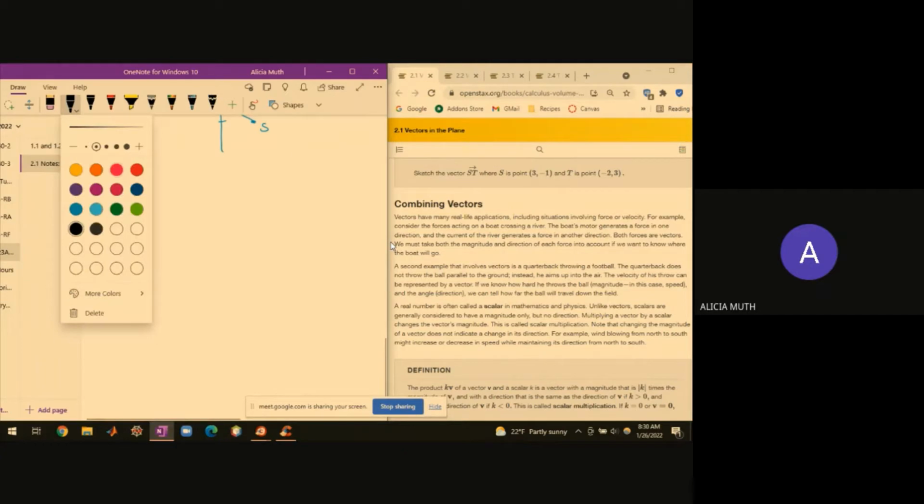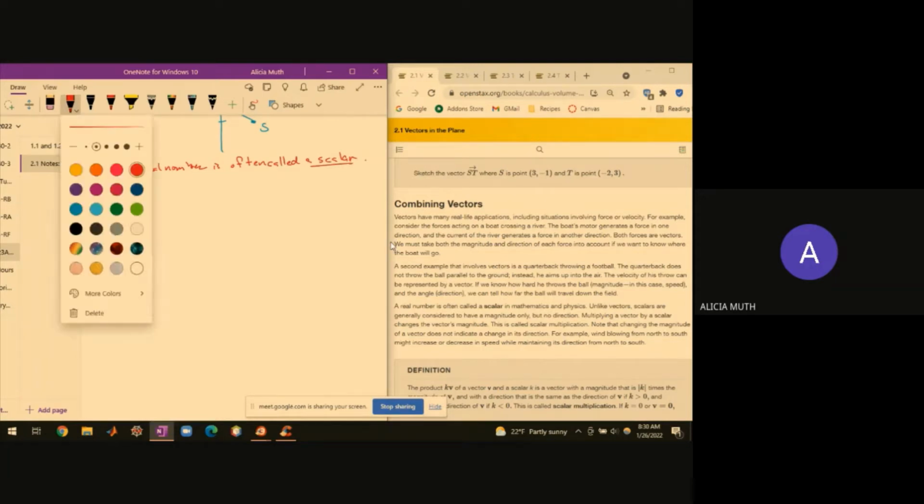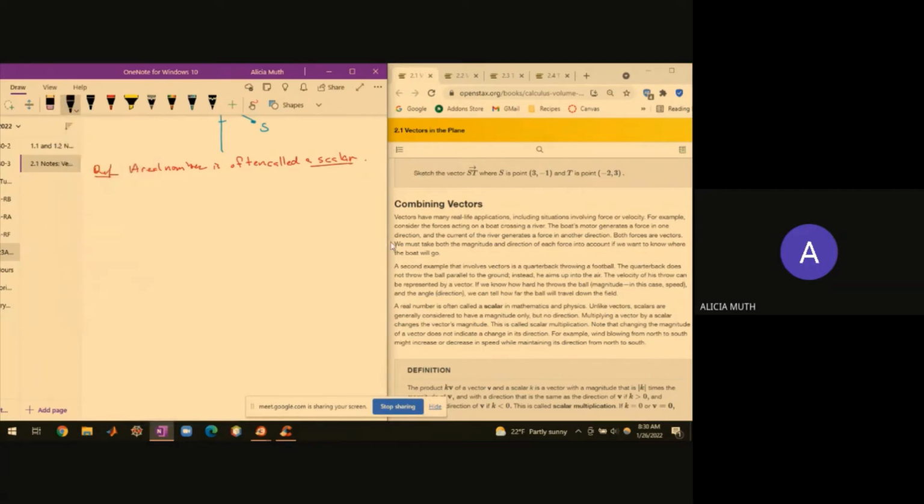So let me actually write down that definition of the scalar. All right, so a real number is often called a scalar. And the idea is that a vector has magnitude and direction, but a scalar has magnitude, no direction.